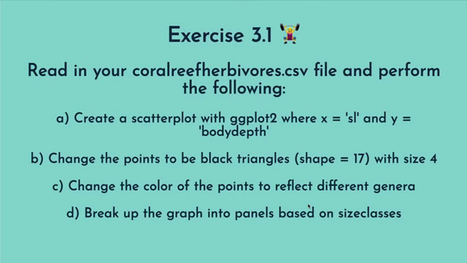Then change the color of the points to reflect different genera. So the genera information is in the genus column. And then break up the graph into panels based on different size classes, which are the categorical sizes, the small, medium, large, and so on and so forth.